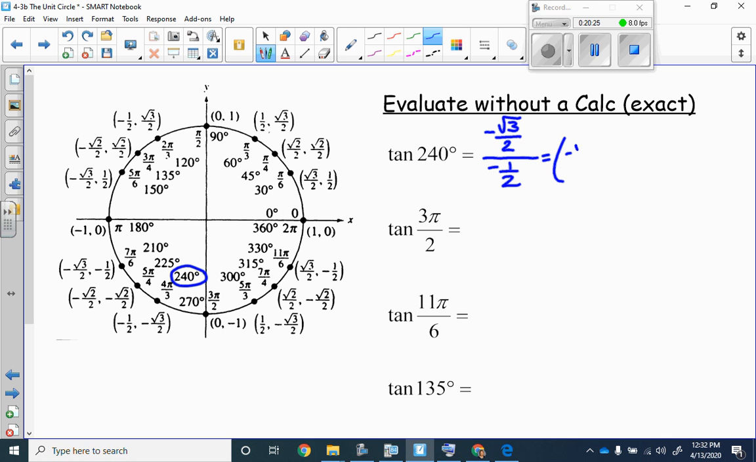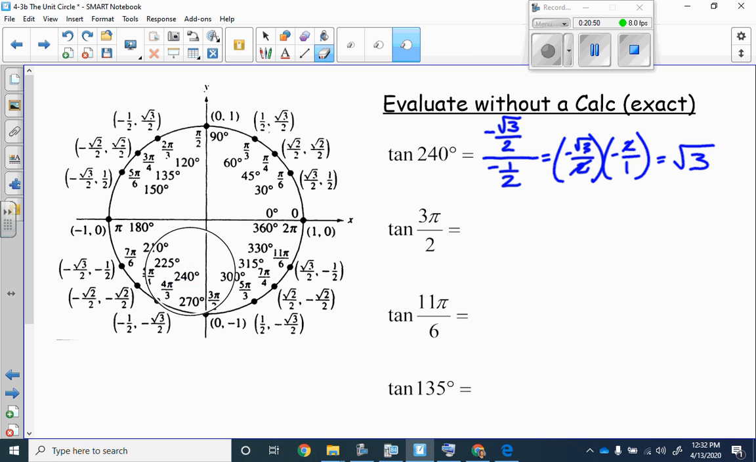Remember that when you divide fractions, you are actually multiplying by the reciprocal. The 2's are going to cancel out. Those negatives make it positive. And we get the square root of 3 for the tangent. And that would be its slope. Notice if I go from the origin to that point right there, that line is positive as far as the steepness is going in the direction. And so square root of 3 over 1.